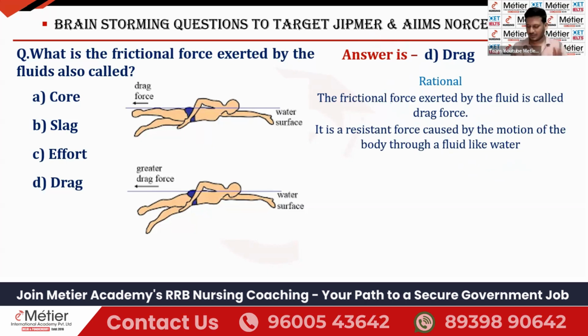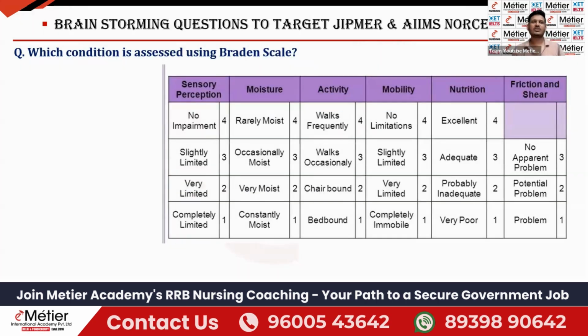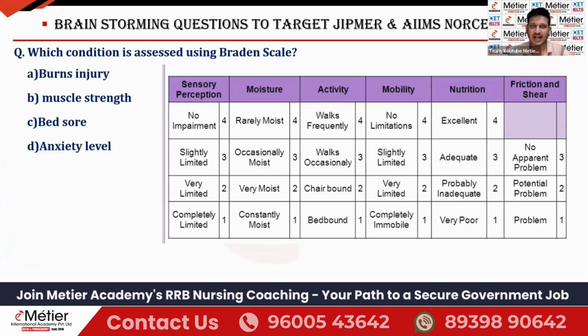Okay, fine. The next question is: which condition is assessed using the Braden scale? It is a very common question. Many times this question is asked in the examination. So Braden scale means, immediately what should come into your mind? Let's see the options: burns injury, muscle strength, bed sore, anxiety level. The right answer is option C, that is bed sore. Braden scale means bed sore should come into your mind.